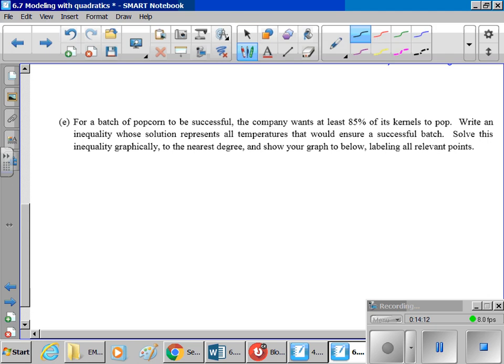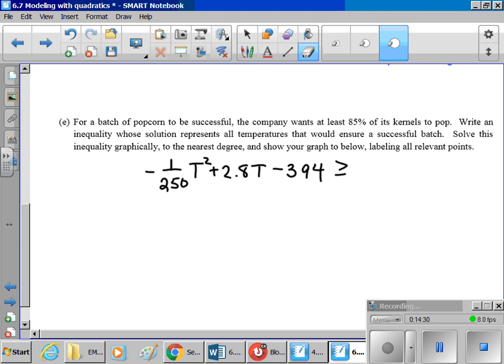It would be negative 1 over 250, which is our example, our equation, and we want it to be greater than or equal to 85%. So we're going to solve this. We're going to bring this over, so minus 85, and it's telling us to use our calculator. We have to do it graphically.